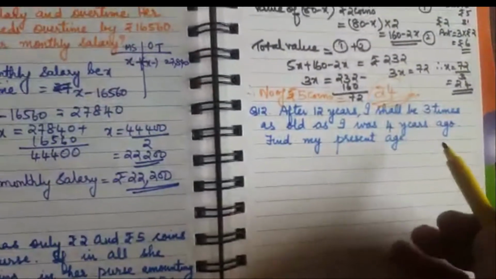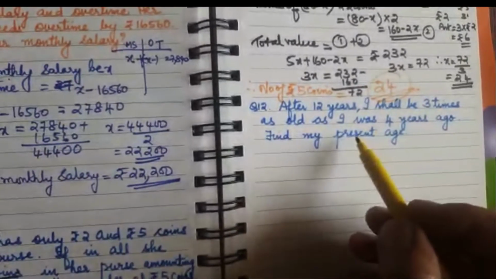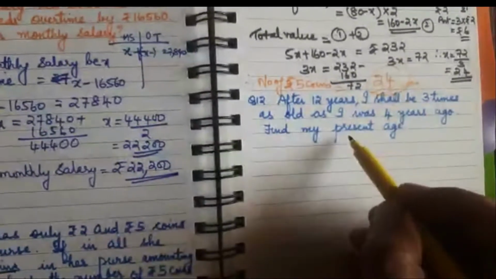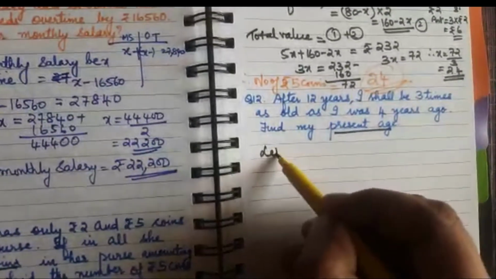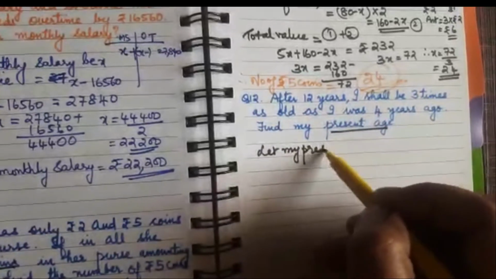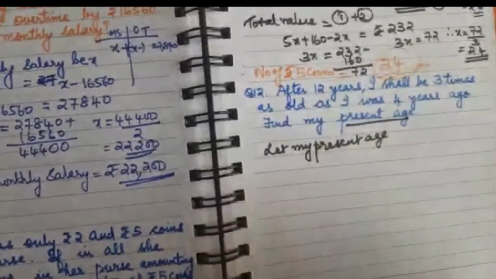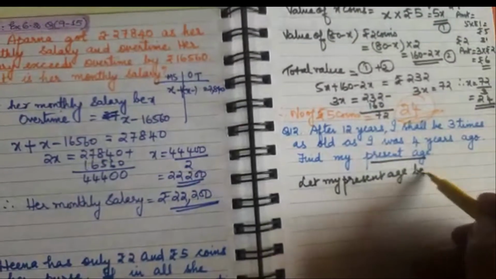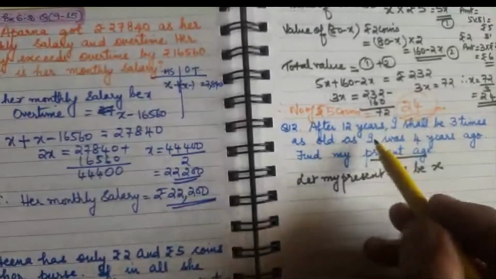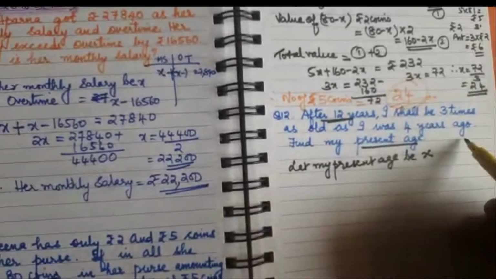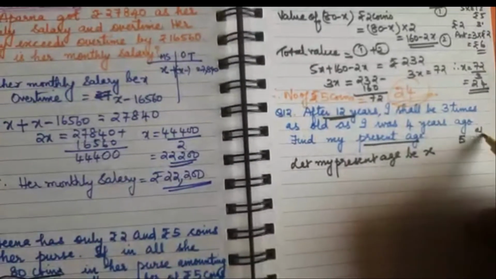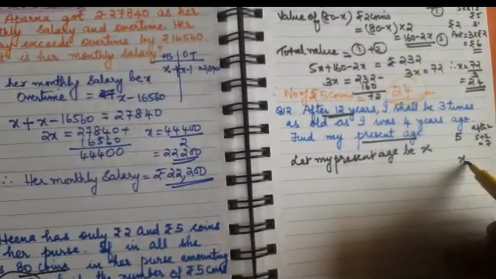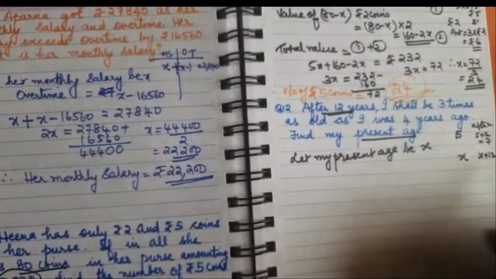After 12 years I shall be 3 times as old as I was 4 years ago. Find my present age. So what should be found out? Let my present age be x. I told you my favorite one is x. So after 12 years, that means if right now I am 5 years, after 2 years it is 5 plus 2, that is 7 years, isn't it? Now I am x. So after 12 years it is x plus 12.